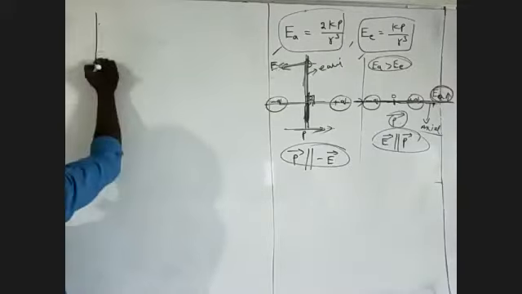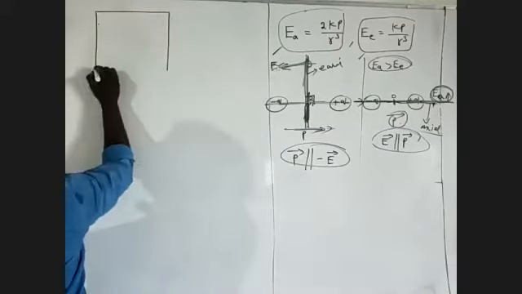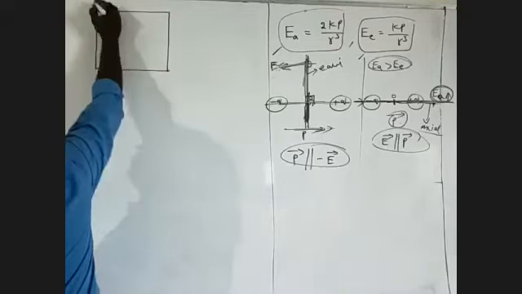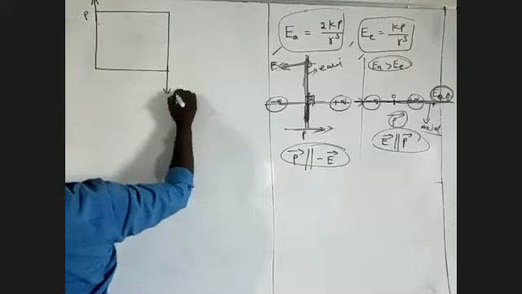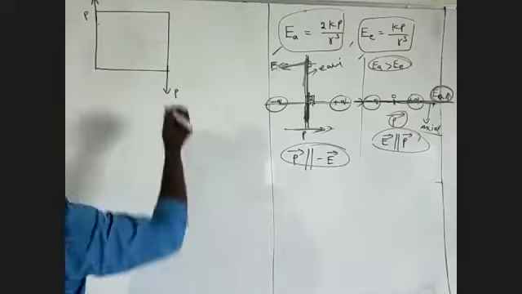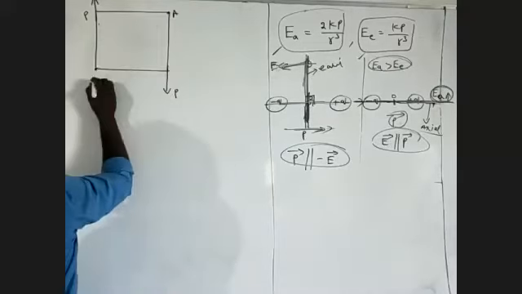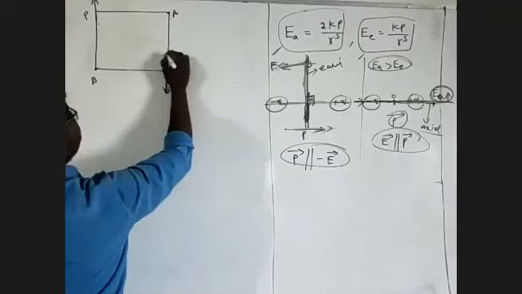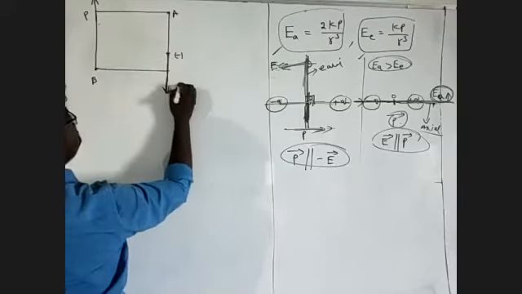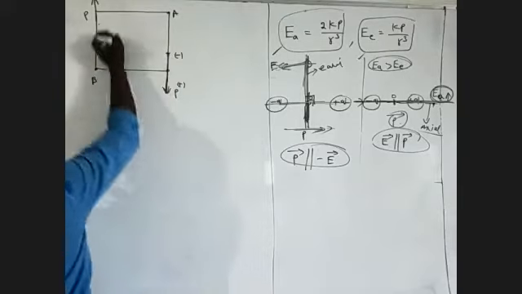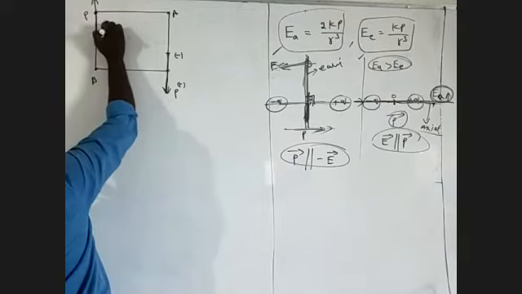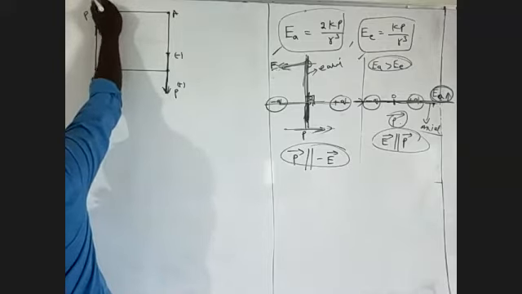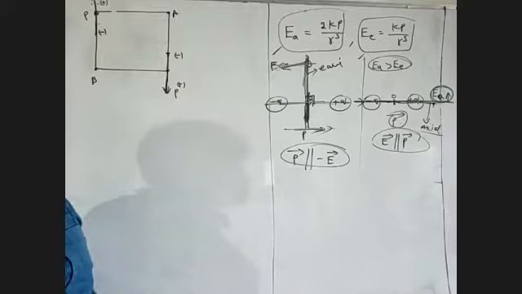This is the next model. This is P bar. This is the A point, this is the B point. Now we have to calculate. This is negative, this is positive, and this is the center of the dipole.